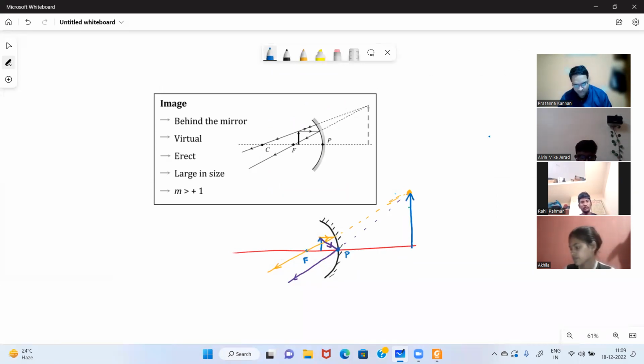So how is the nature of the image? It is not real. It is virtual. Why do I say it is virtual? Because the actual rays aren't meeting. The reflected rays are not meeting. They are appearing to come from some point.